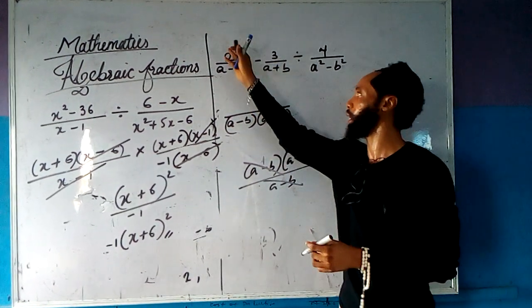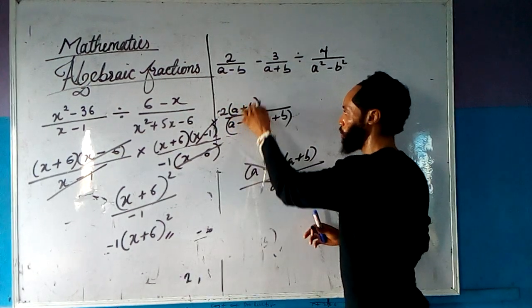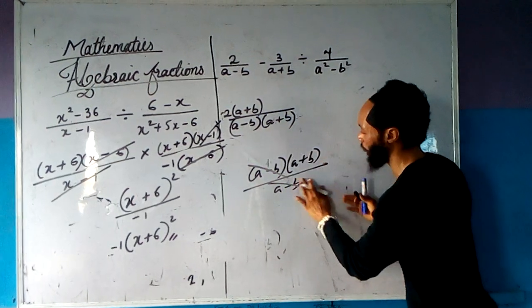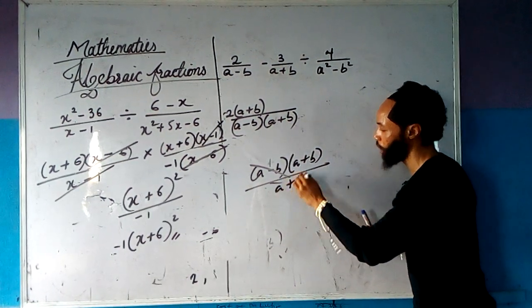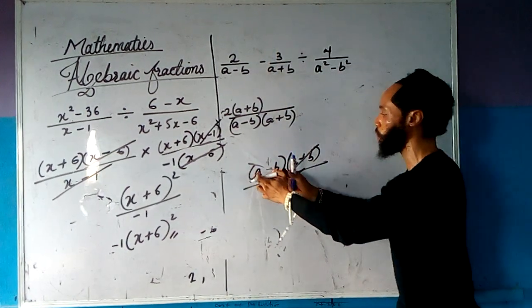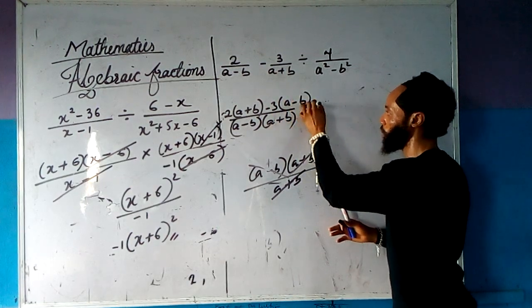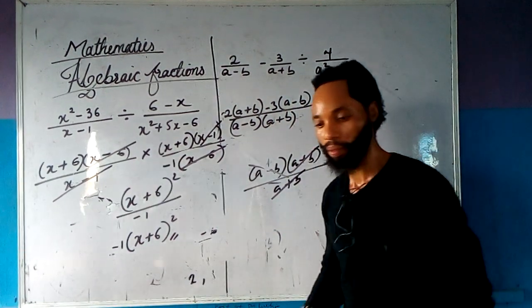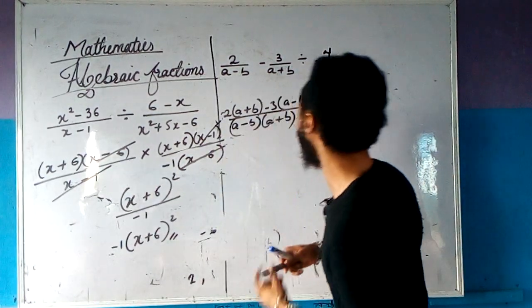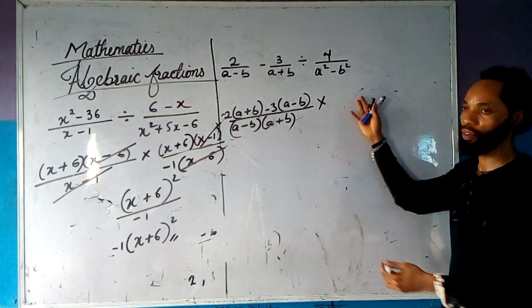What will be left? This. So this multiplies our 2. So we're going to have 2 into bracket a plus b. In the same vein, this divided by this is like saying a plus b. So this will cancel out to be left with this. So negative 3 multiplied by this, we have negative 3 into what? a minus b. Now we change our division sign to what? Multiplication sign.